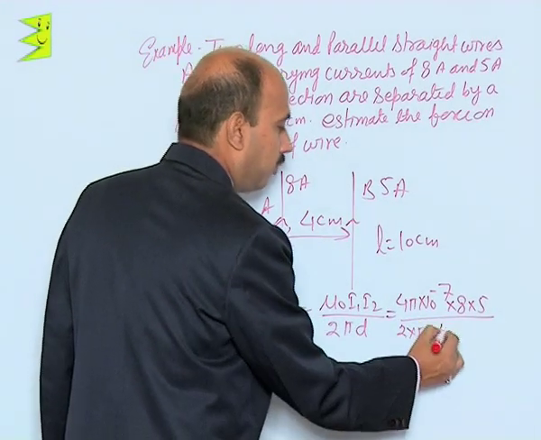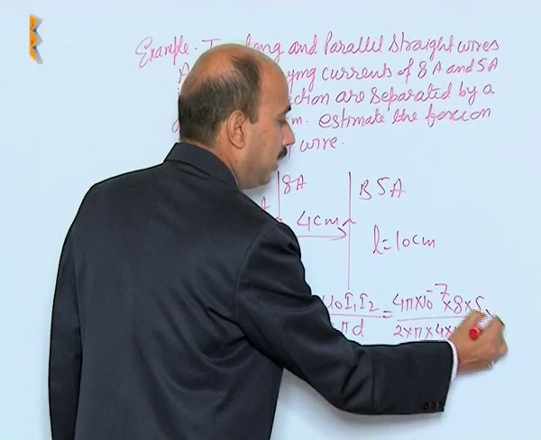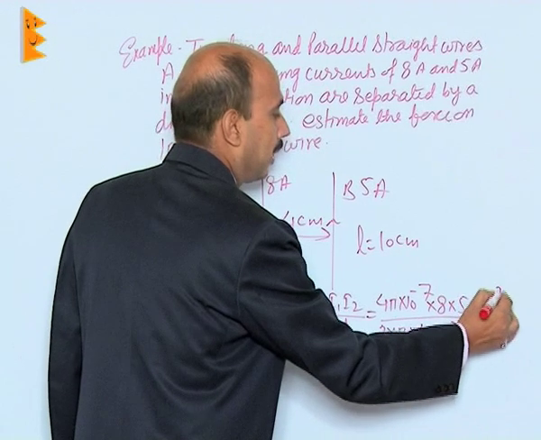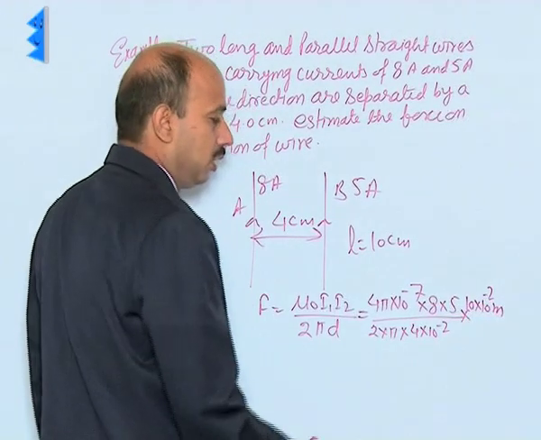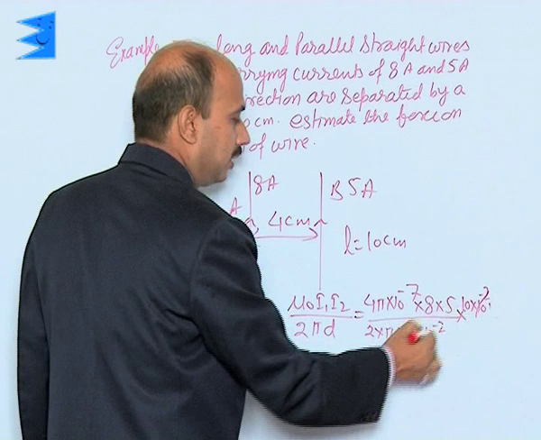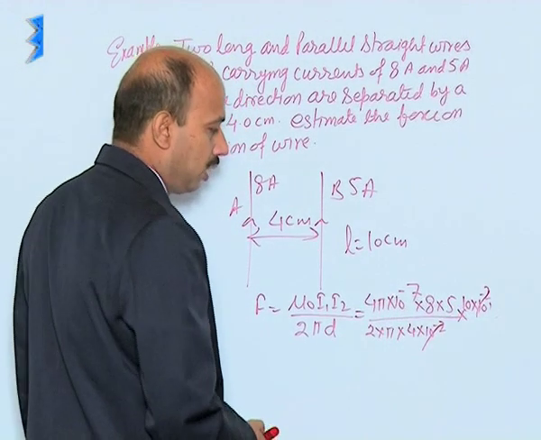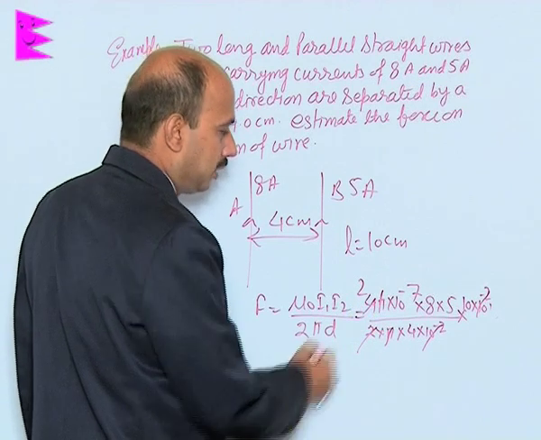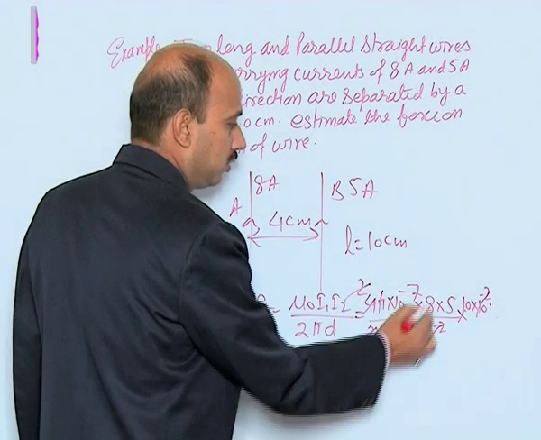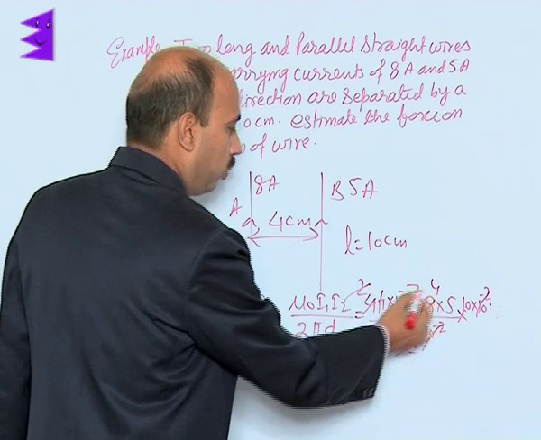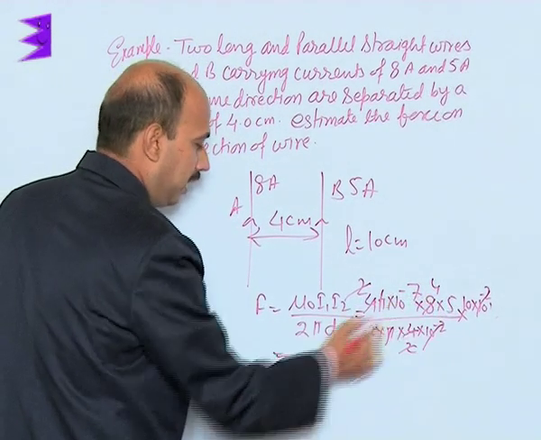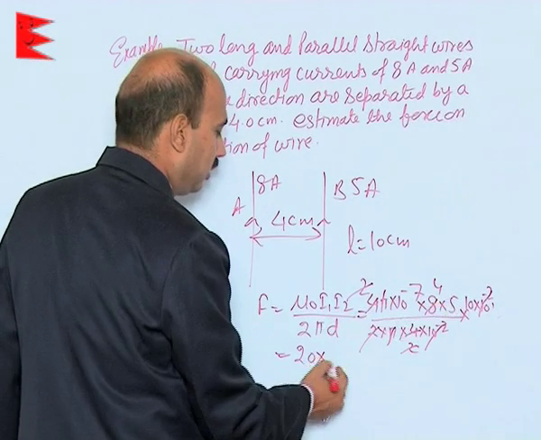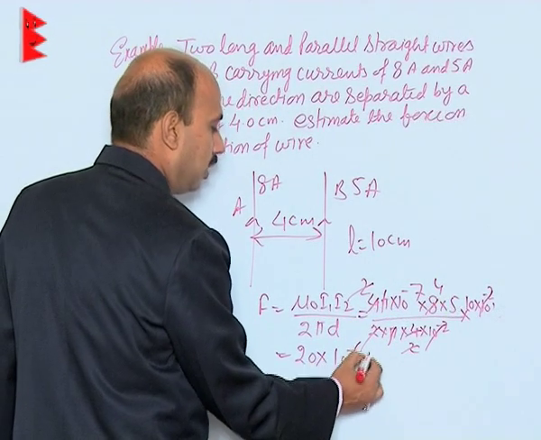4 centimeters, so 4 into 10 raised to power minus 2 meter, into L also, that is 10 into 10 raised to power minus 2 meter. So this and this will get cancelled, and this pi will get cancelled, this 2 and this 2, and this is here the 4. So we can write here 5 4s, that is the 20 into 10 raised to power minus 7 and here the 10 raised to power minus 6 Newton.